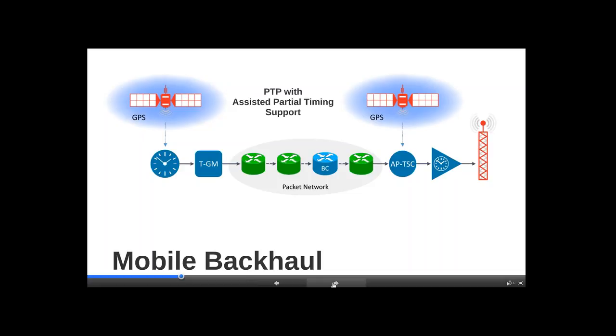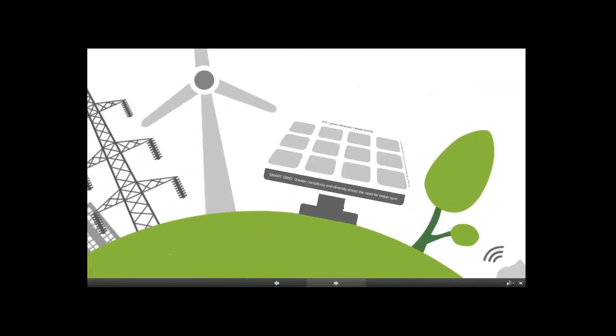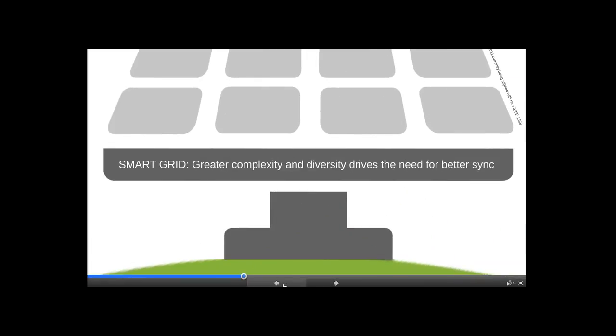of PTP. But there are other industries that are very closely looking at 1588, and the power industry is one of them. Now, the power industry is predominantly looking at PTP to power the smart grid. Smart grid, of course, means lots of things to lots of people, but in this area of timing and synchronization, there are really two big drivers for better synchronization.